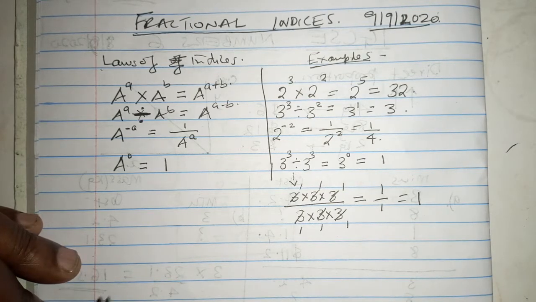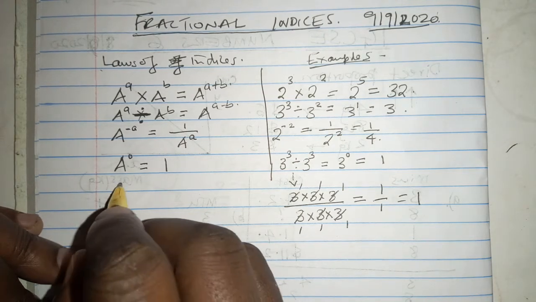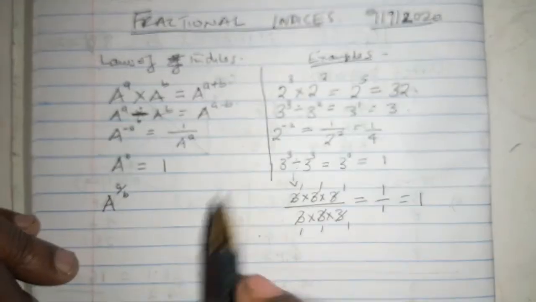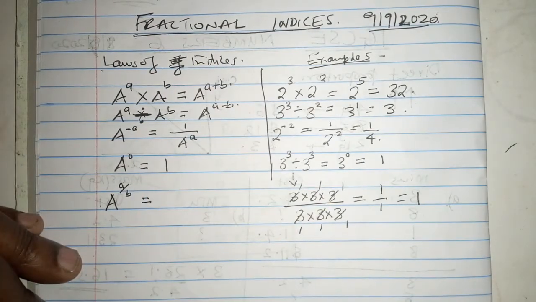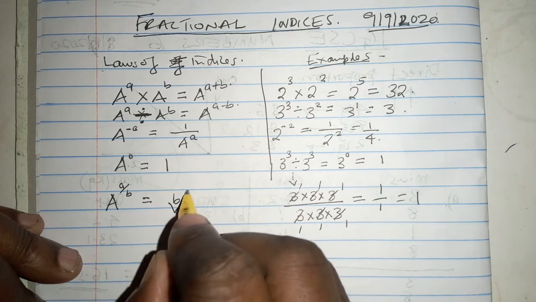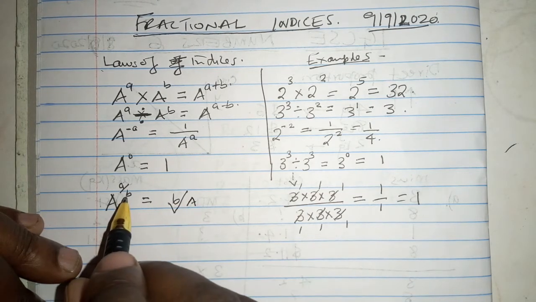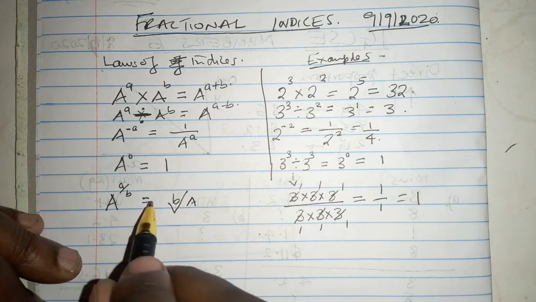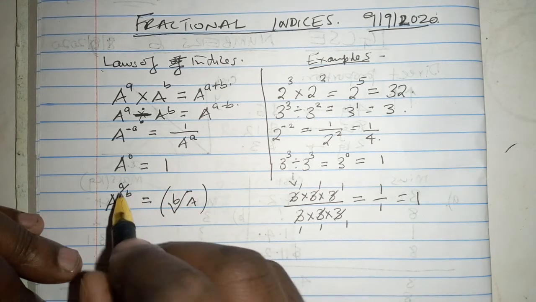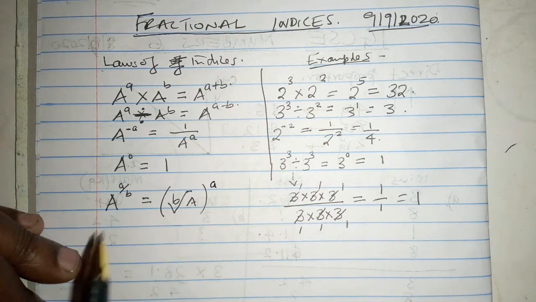And now let's get to our business of the day. A raised to power a over b. This is now the fractional index. This is the same as saying the bth root of a, where b is the denominator, and of course now everything is raised to power a, which was the numerator. And I'll explain this.